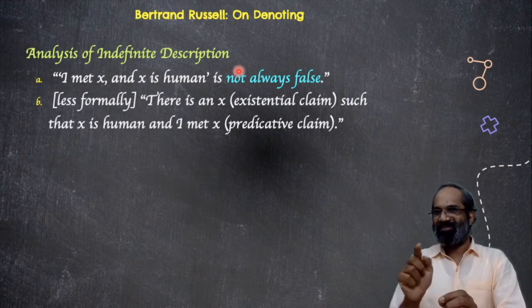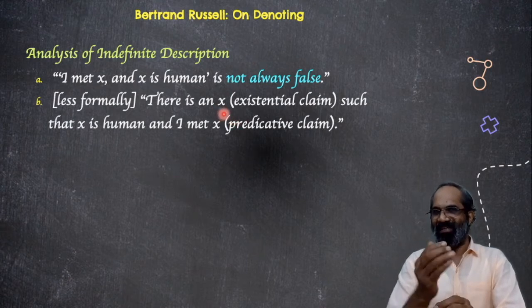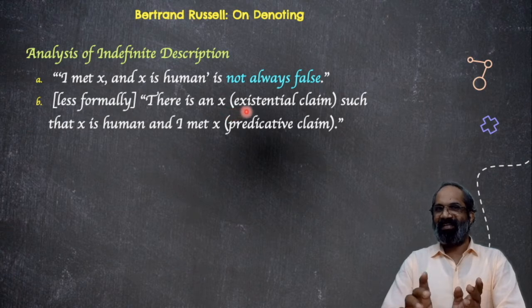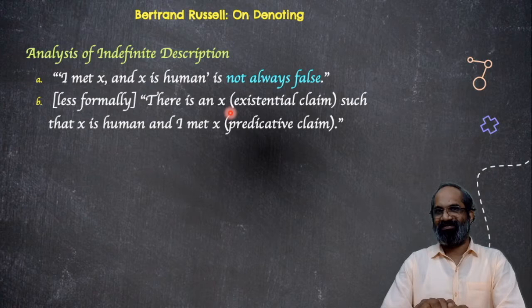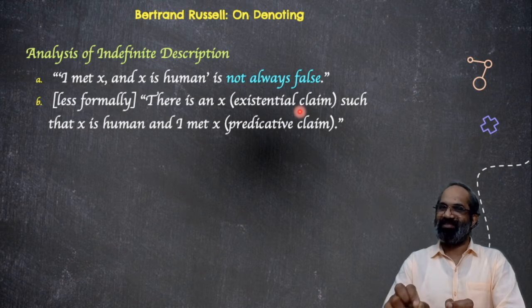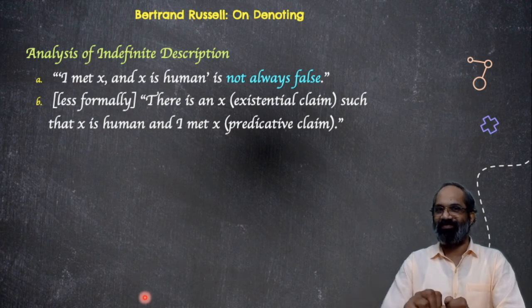You write it like this, at least one X. The E reversed, at least one X. So to make it less formal, there is an X such that X is human and I met X. To say that there is an X is an existential claim. Such that X is human and I met X is a predicative claim, the attributes of X.